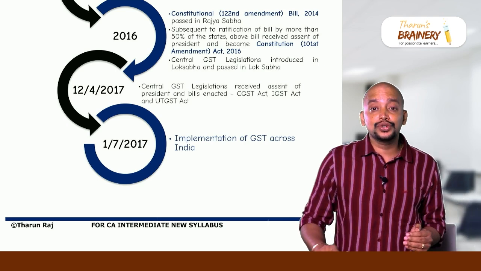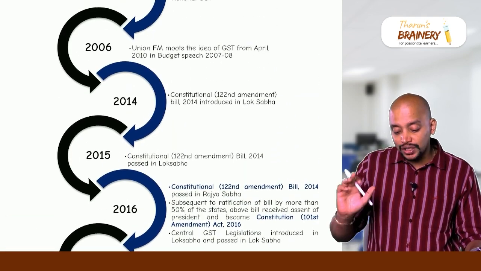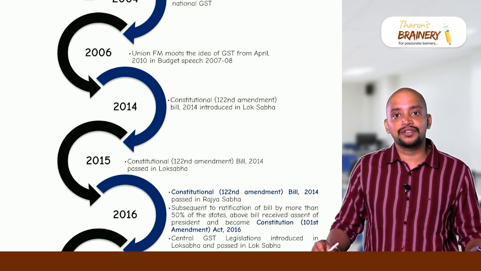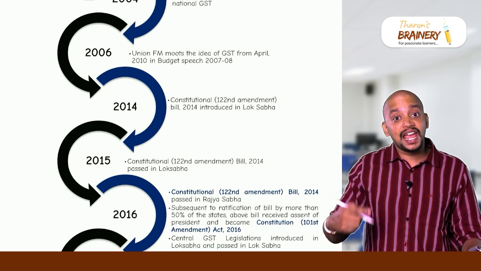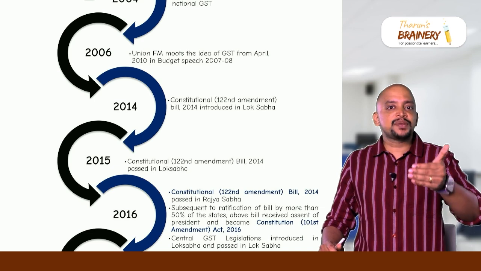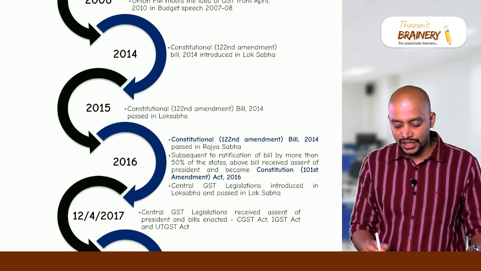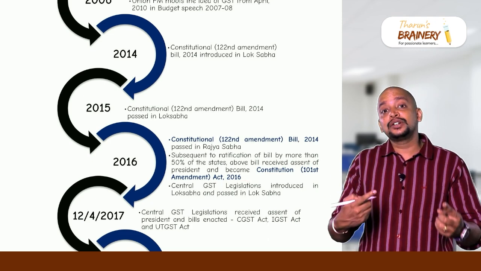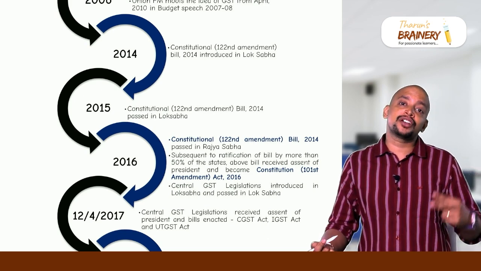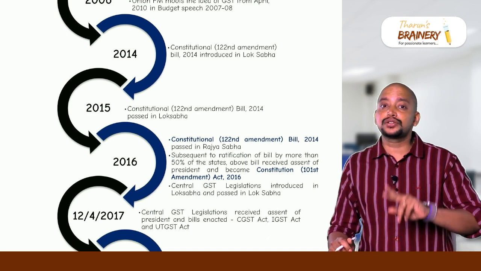This constitution amendment bill was presented in 2014. In the year 2014, the Constitution Amendment Bill was presented and it became an Act in 2016, Constitution Amendment Act 2016, and in 2017 GST was implemented. So do not get confused. When did the Constitution Amendment Act happen? 2016, not 2017, and bill wise it is 2014.